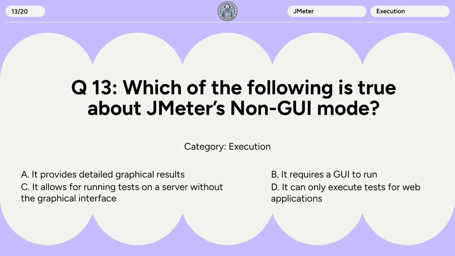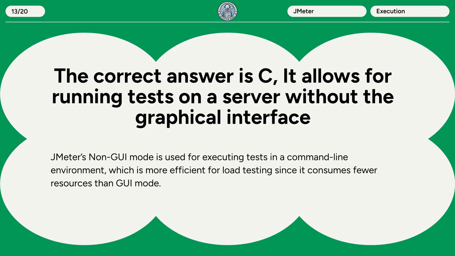Question 13. Which of the following is true about JMeter's non-GUI mode? A. It provides detailed graphical results. B. It requires a GUI to run. C. It allows for running tests on a server without the graphical interface. D. It can only execute tests for web applications. The correct answer is C. It allows for running tests on a server without the graphical interface. JMeter's non-GUI mode is used for executing tests in a command-line environment, which is more efficient for load testing since it consumes fewer resources than GUI mode.